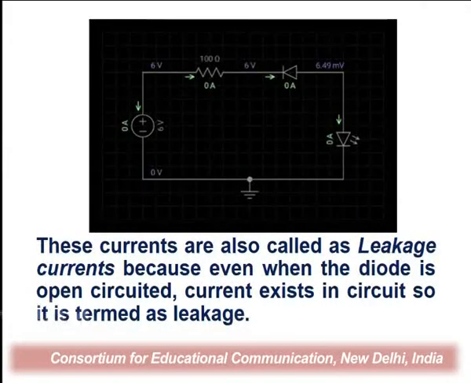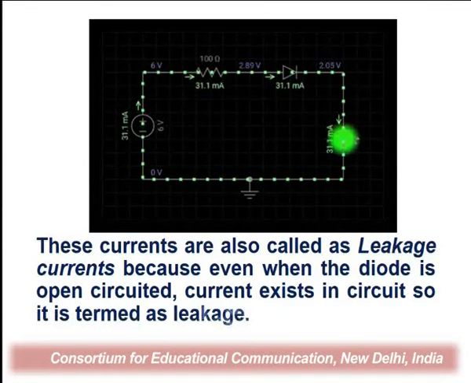When reverse voltage is applied to the diode, a small amount of current flows in the circuit due to the minority charge carriers, which is called the reverse saturation current. These currents are also called leakage current, because even when the diode is open circuited, current exists in the circuit, so it is termed leakage.